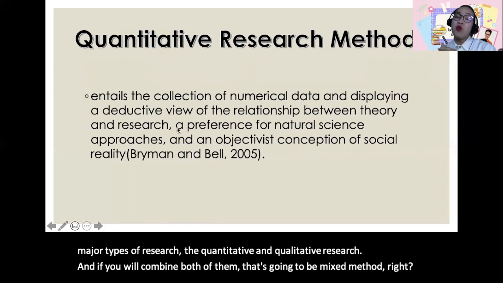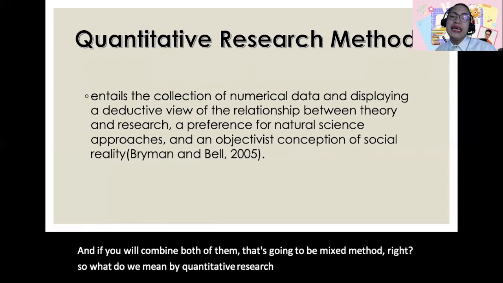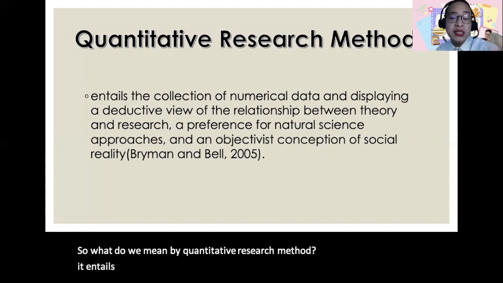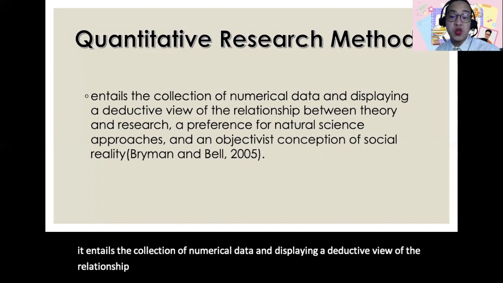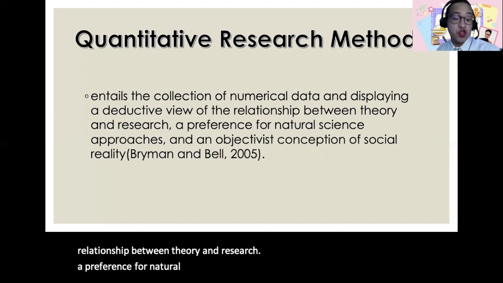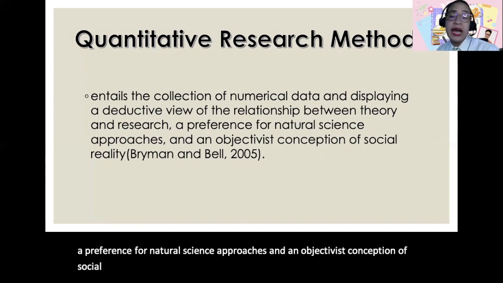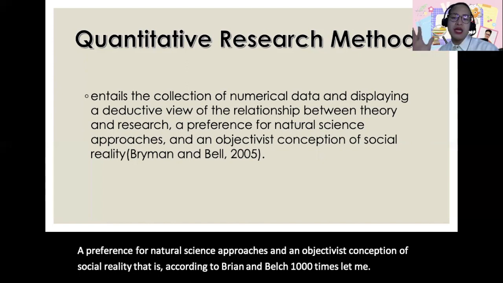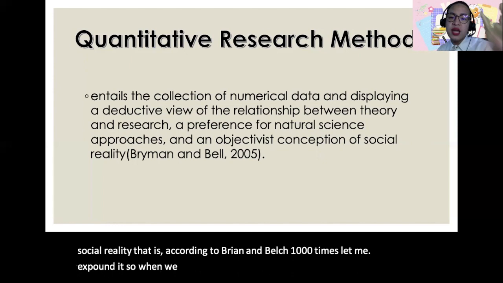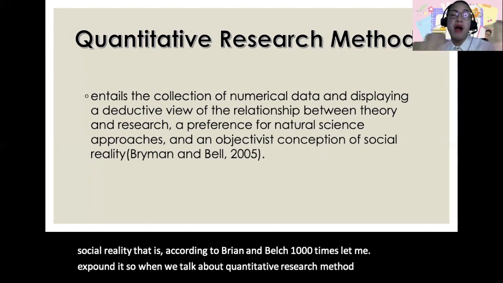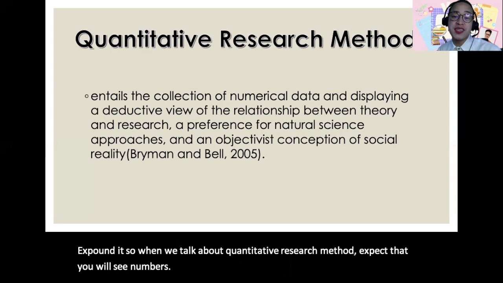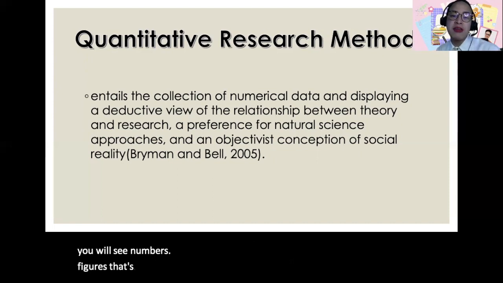So what do we mean by quantitative research method? It entails the collection of numerical data and displaying a deductive view of the relationship between theory and research. A preference for natural science approaches and an objectivist conception of social reality. That is according to Bryman and Bell 2005. Let me expound it. So when we talk about quantitative research method, expect that you will see numbers, figures. That's why it's a collection of numerical data.